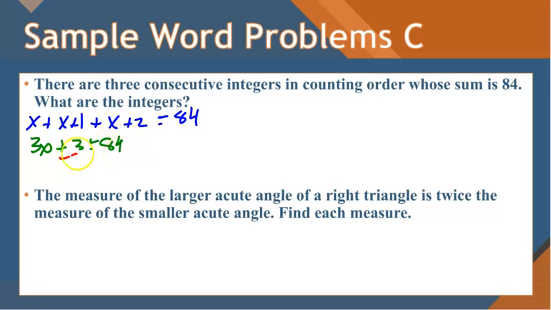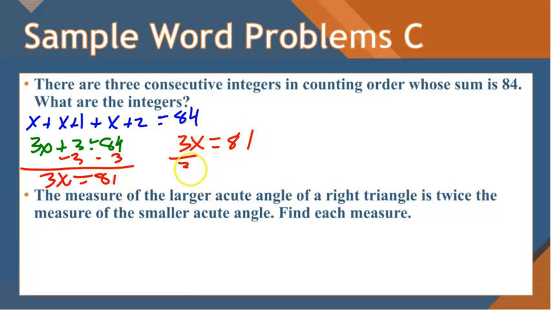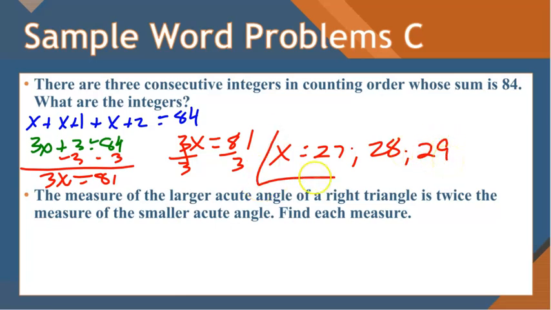So now I subtract 3 on both sides. Now I'm left with 3x equaling 81. So I'm going to write this down over here. 3x equals 81. Divide by 3 on both sides. X is going to equal 27. So if x is 27, the next number is 1 more, which is 28. The next number 1 more than that would be 29. So the 3 numbers would be 27, 28, and 29. And if I were to add them up, 27 plus 28 plus 29 gives you 84.